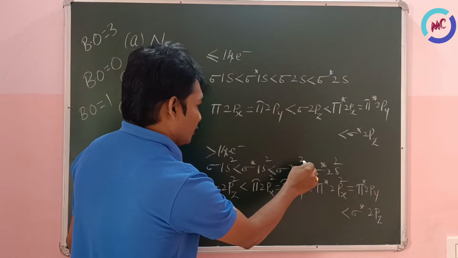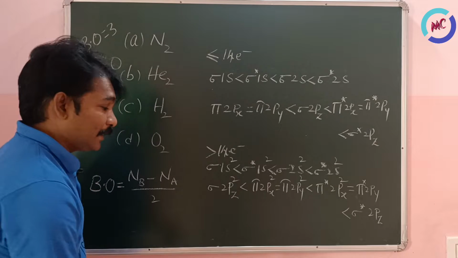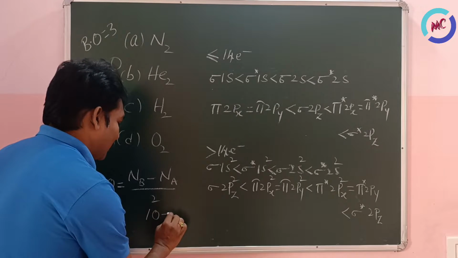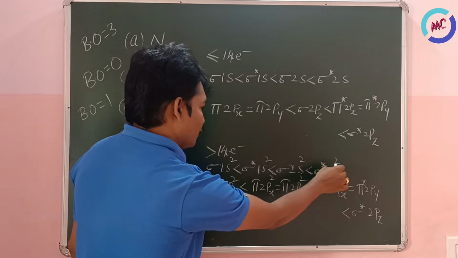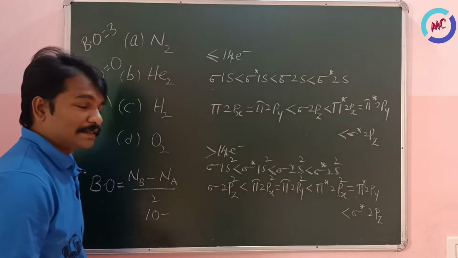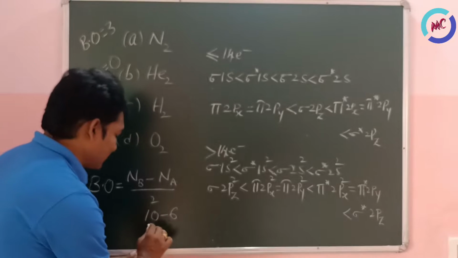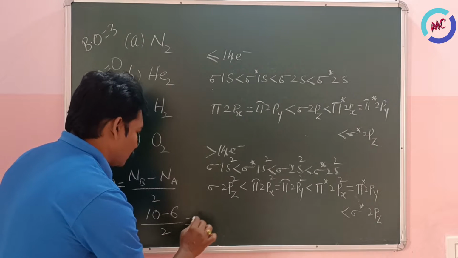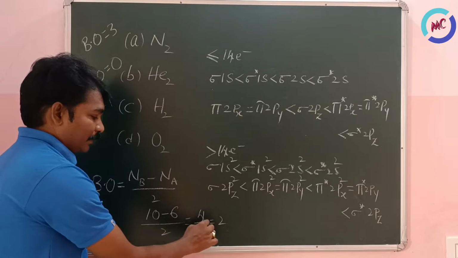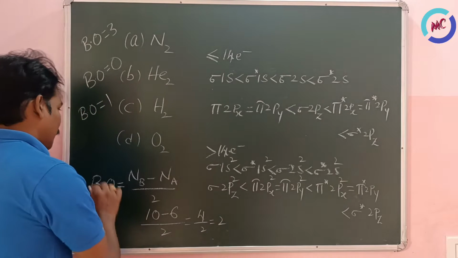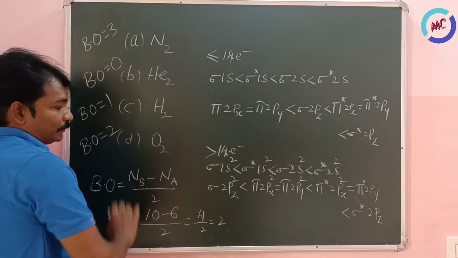1, 2, 3, 4, 5. 5 twos are 10 bonding electrons, minus antibonding electrons with star mark. 1, 2, 3. 3 twos are 6. Number of bonding electrons 10, number of antibonding electrons 6. 10 minus 6 by 2, that is equal to 4 by 2, that is equal to 2. Now the bond order in case of oxygen is 2.